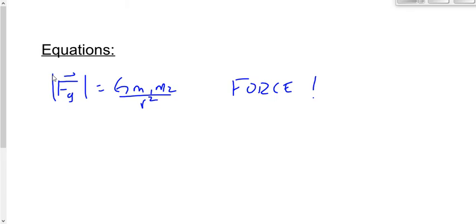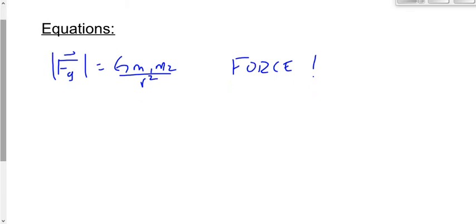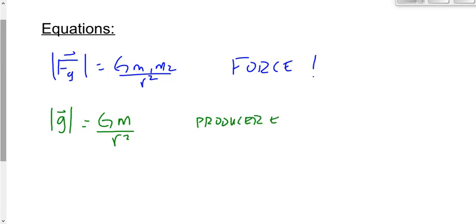The gravitational field equation, or one of the gravitational field equations, looks like this. Little g, the magnitude, that is, of little g, is equal to big G times m over r squared. This is what we call the producer equation. We call it the producer equation because we use it when we have information about what causes gravity, what produces gravity.